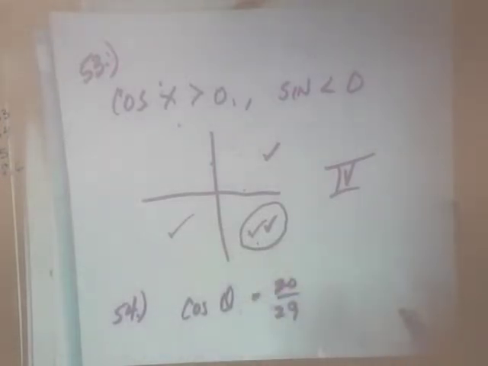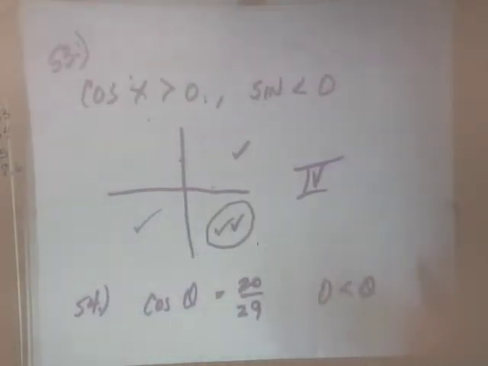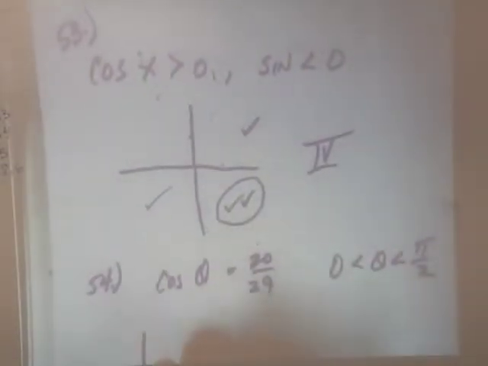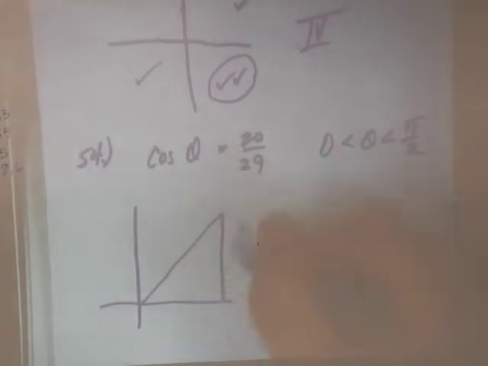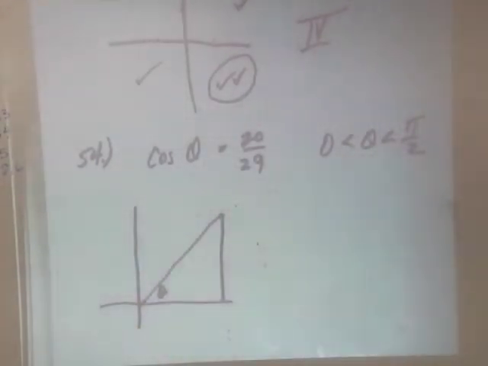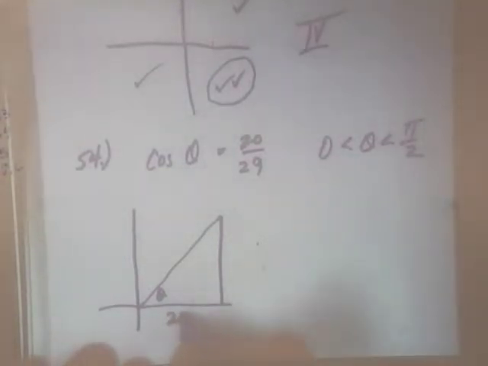It says cosine of theta is 20 over 29, and theta is in between 0 and pi over 2, which makes it in quadrant 1. You okay with that? So draw it in quadrant 1. There's your reference angle right next to the x-axis. Cosine is, according to Chief Sokotoa, adjacent over hypotenuse. So adjacent over hypotenuse.